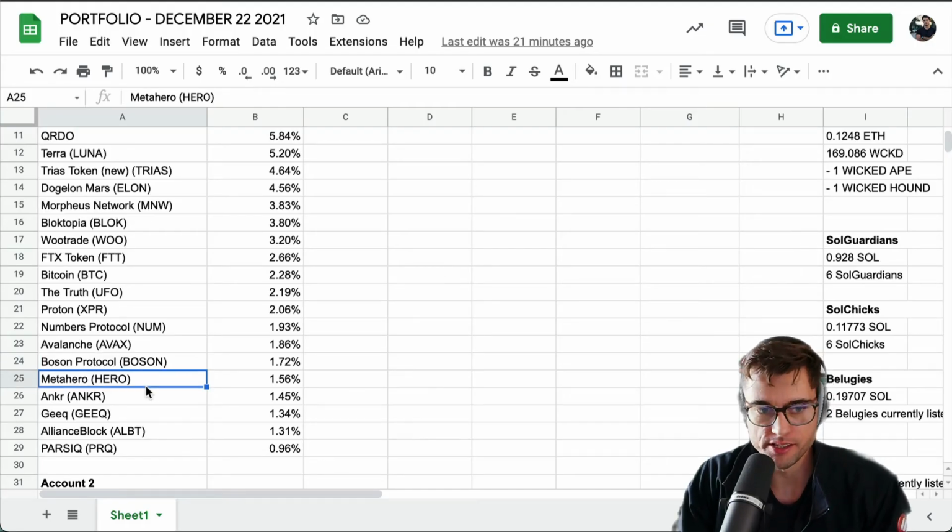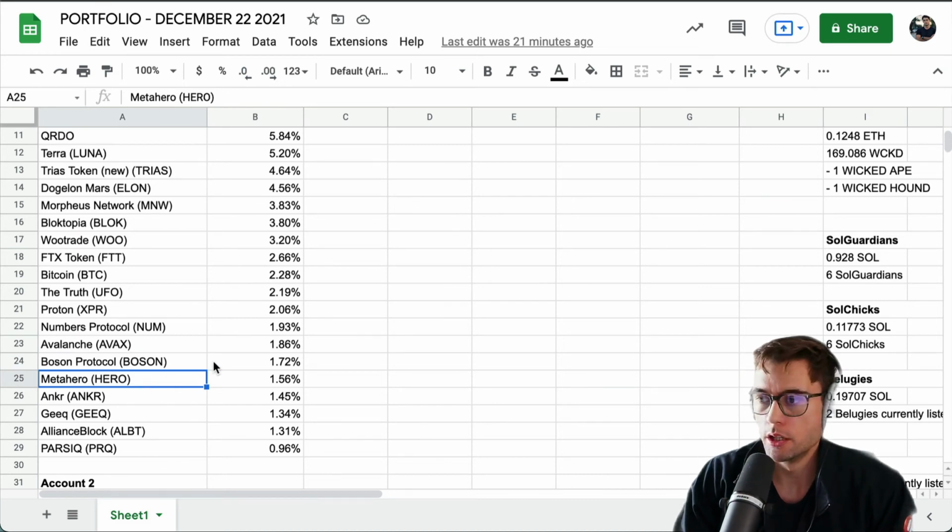All right, next up is MetaHero, or Hero, an NFT gaming crazy metaverse play for the future. I really think 2022 is going to be a huge metaverse play.